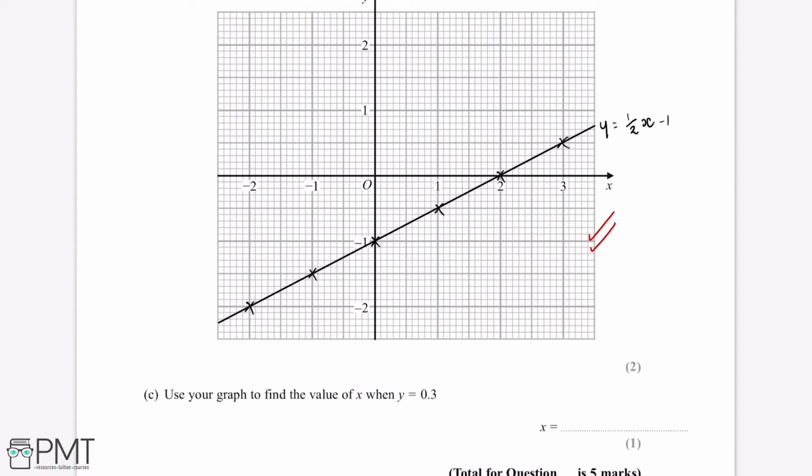Use your graph to find the value of x when y equals 0.3. So what we'll want to do with this question is we'll want to look at the y-axis. So 0.3 on the y-axis is here. And what we can do is we can draw a line parallel to the x-axis. And as we can see, the point in which this line meets our line that we drew is at the point when x equals 2.6. So our x-coordinate when y equals 0.3 is 2.6.